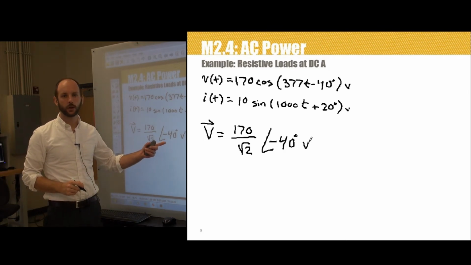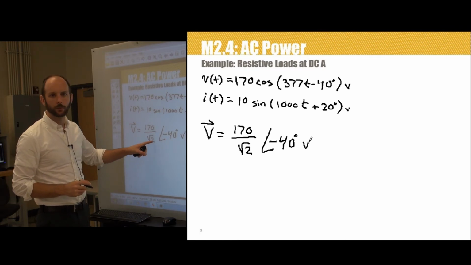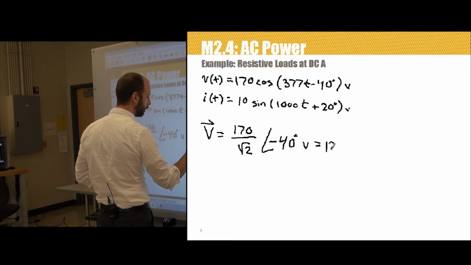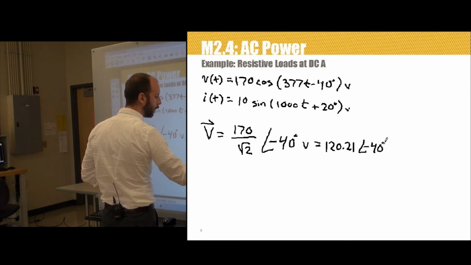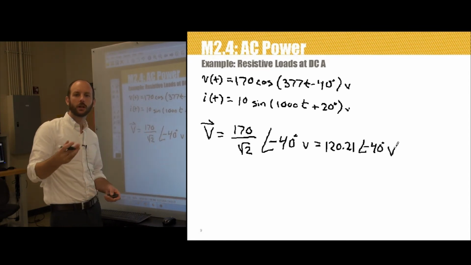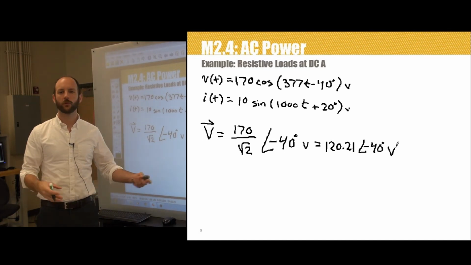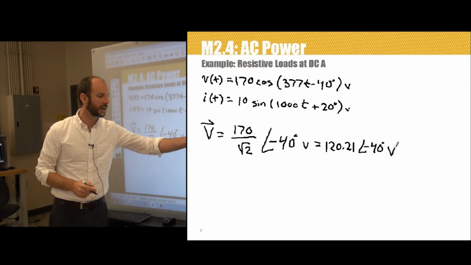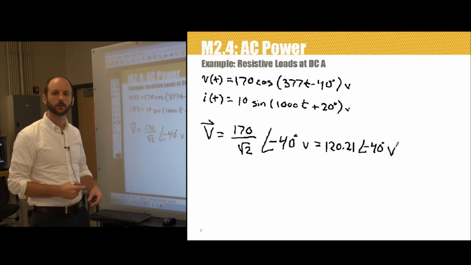If I wanted to then write that in its complete format, it's 120.21 at an angle negative 40 degrees volts. And colloquially, in electrical engineering, we would probably read that as 120.21 volts at an angle of negative 40 degrees. That is typically how we would say that.